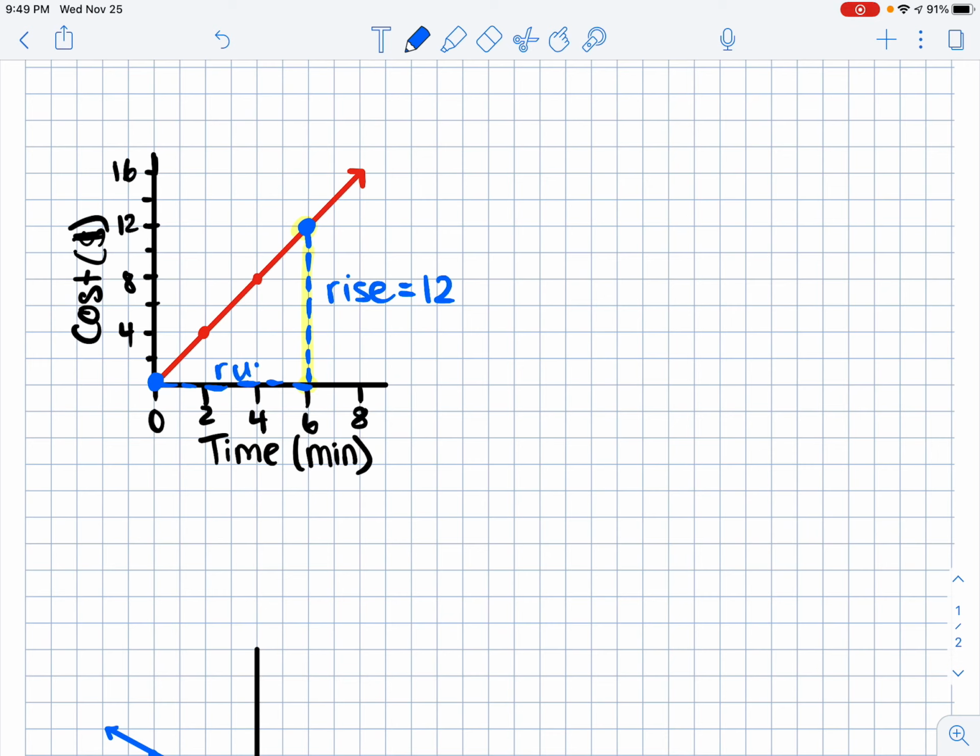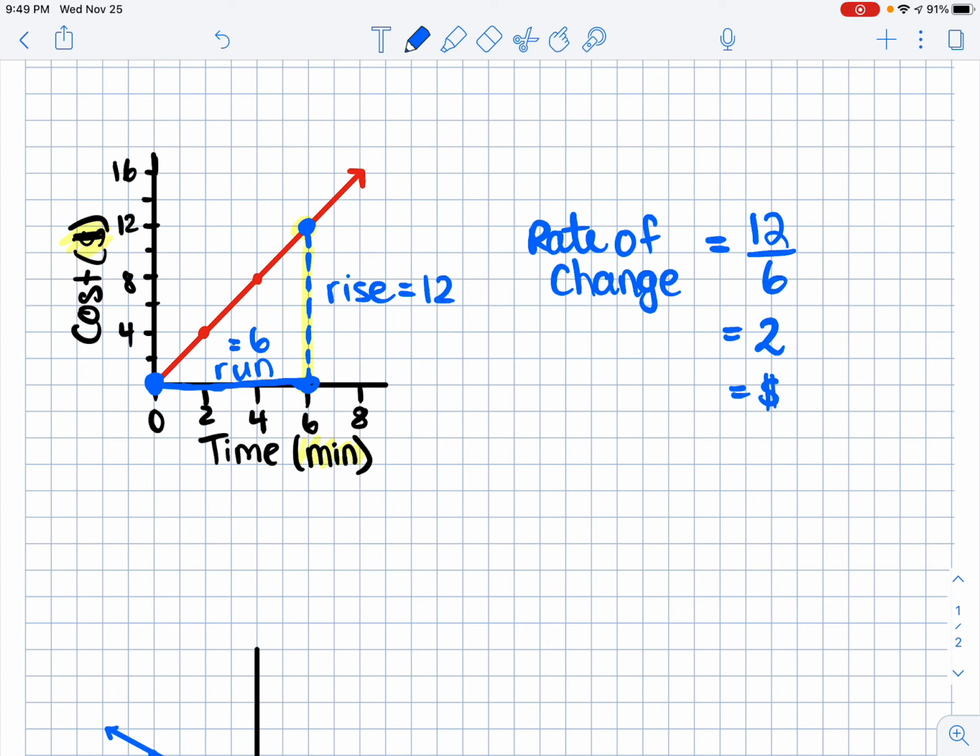And then this part down here is the run. It goes all the way from 0 over to 6. So the run is equal to 6. So the rate of change equals rise over run, 12 over 6. And 12 divided by 6 is 2. And if you want to use the units, they're dollars per minute. So that would mean $2 per minute.